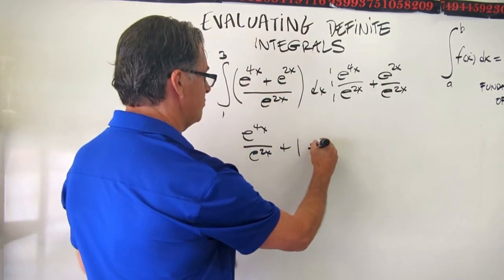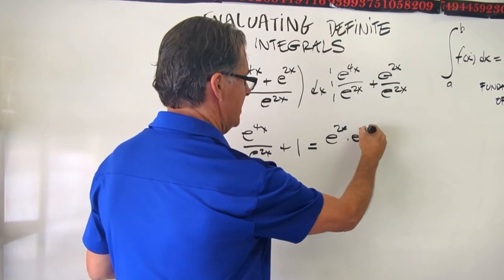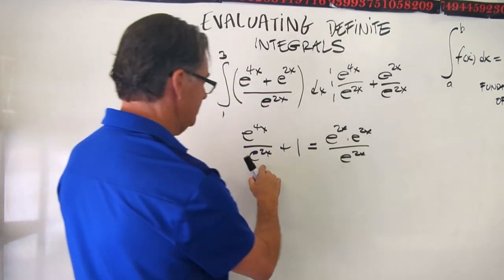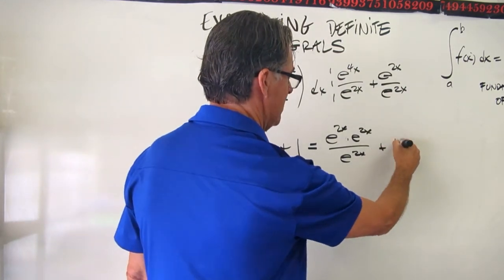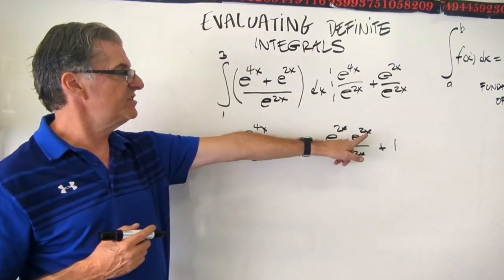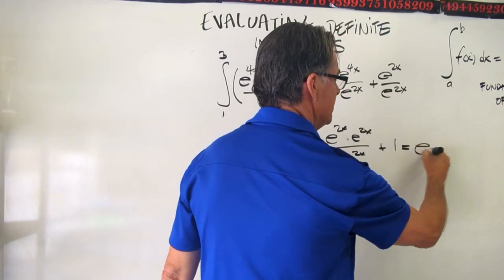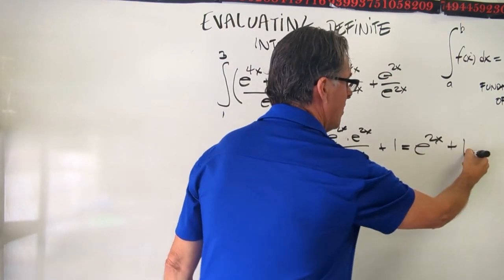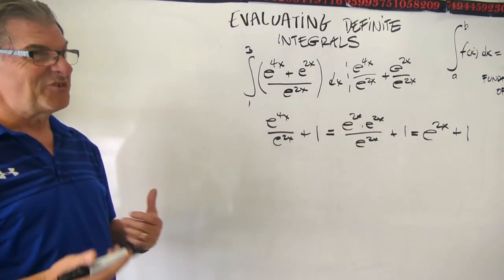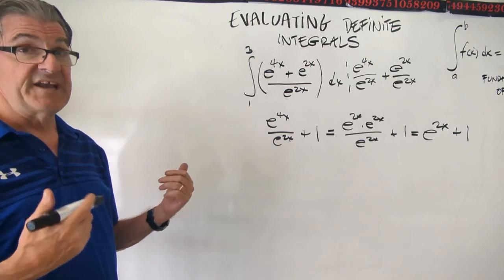We could rewrite this one as e to the 2x times e to the 2x over e to the 2x, right? That's what that is, plus 1. So now, I can bring this one up and it becomes a minus 2x. So that's going to cancel this one out. So what we wind up with is e to the 2x plus 1. Now that is a much more simple integrand. We can integrate that one all day long with just the one or the two rules that we have. So let's go ahead and do that.